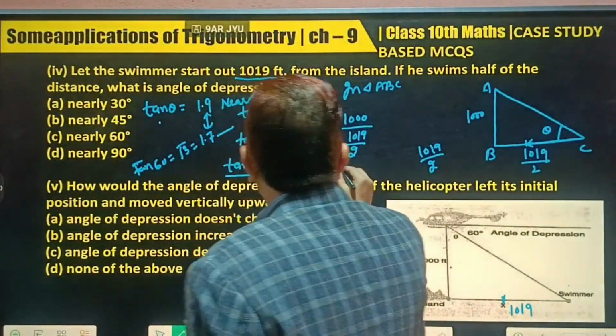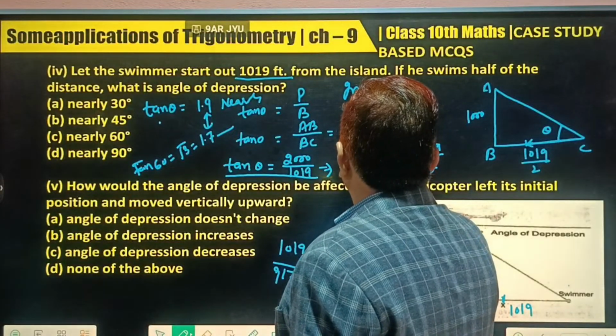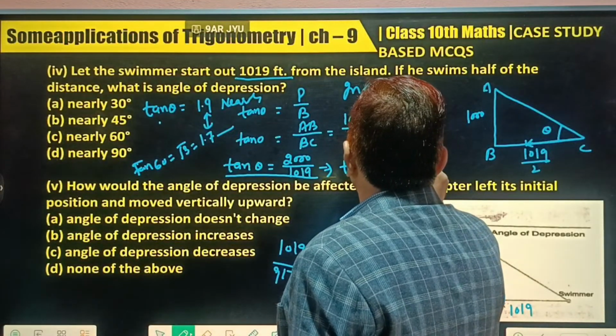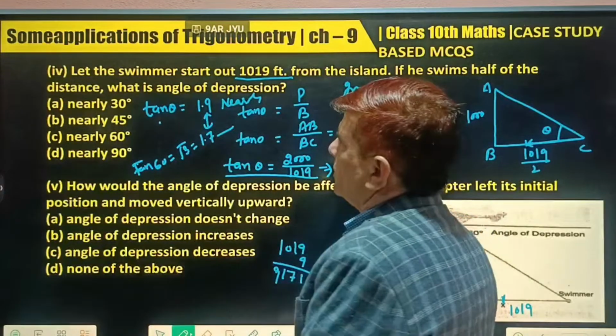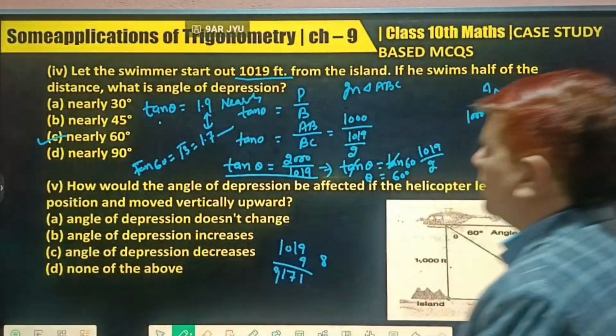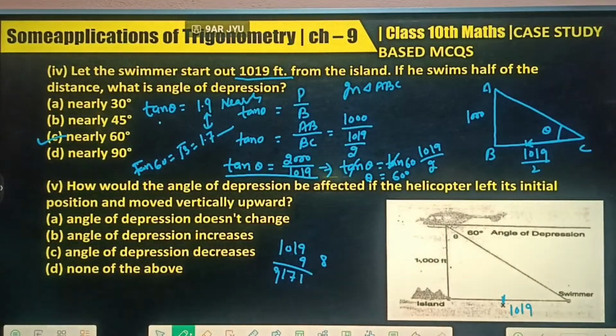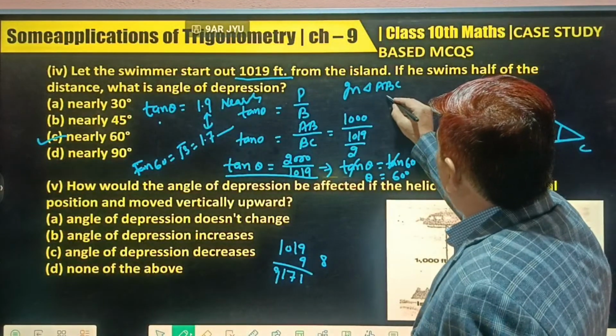So what can we say? We can write tangent theta equal to tangent how much? 60. This cancels this. So theta equals 60 degrees. Nearly given. So that's why this came. It is not exact.